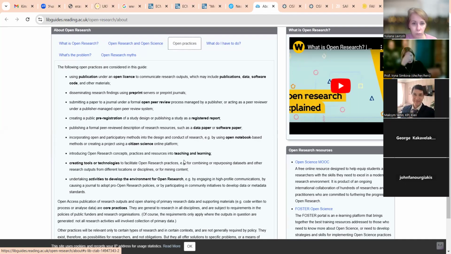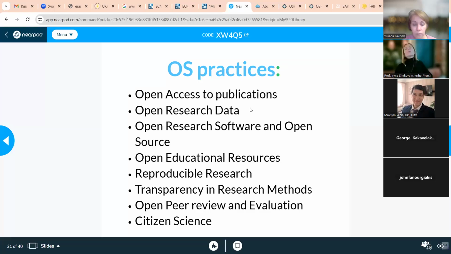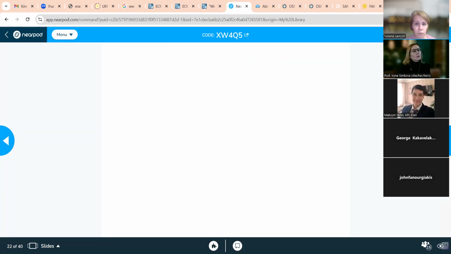It deals with teachers. We know what it means. Creating tools and technology and facilitate these open research practices. And of course, activities to develop environment for open research in general. So this is not the final list of these open science practices, because you remember the open science taxonomy. There are more than 50 open science practices, but these are key for you as a scientist, as a PhD student. Key practices which we're going to discuss.